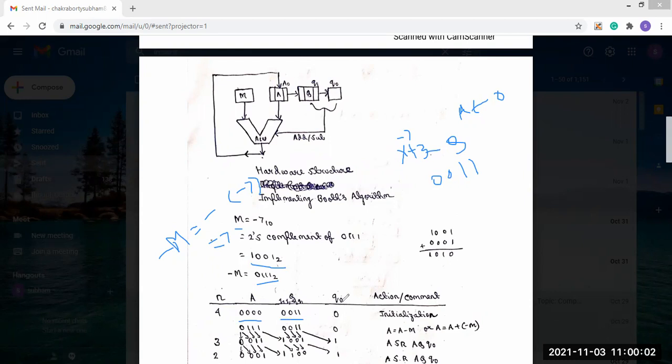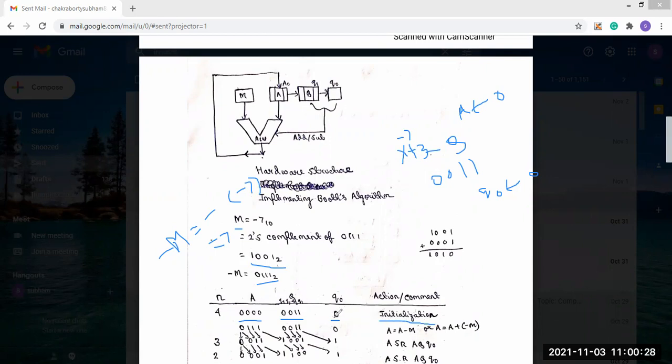And Q0 is a single bit. We know that at first Q0 is initialized with 0, and it is a single bit. So the representation of it is Q0 equal to 0, and the action will be initialization.